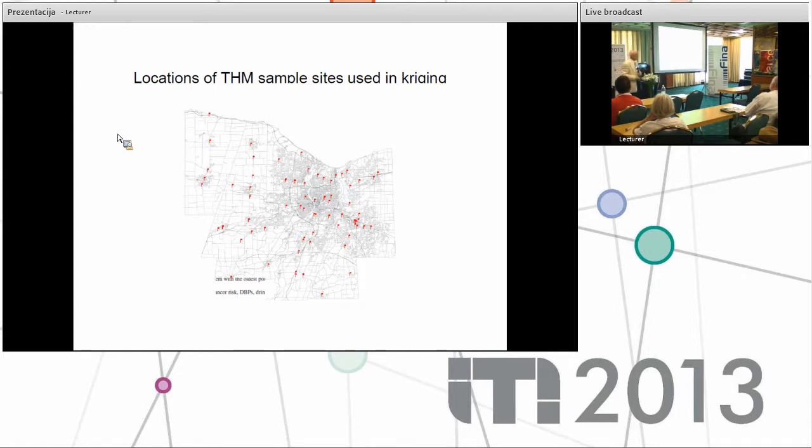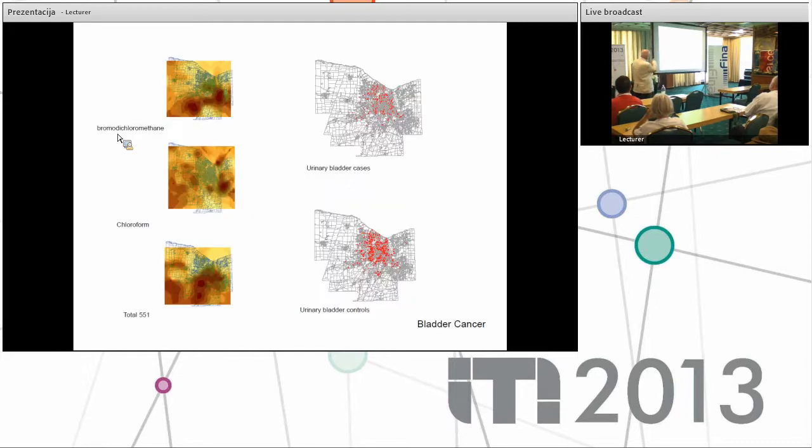Another geography student worked with me on a case control study of bladder cancer, and we had these points where we had trihalomethane in the drinking water over, this is in Rochester, New York, so each of these dots had a measured level of this pollution, and so he used kriging to actually come up with a risk surface for different types of contaminants in the water. So here's bromodichloromethane, chloroform. Total 551 is a mutagen in the water. So this is related to adding chlorine for disinfection, right?